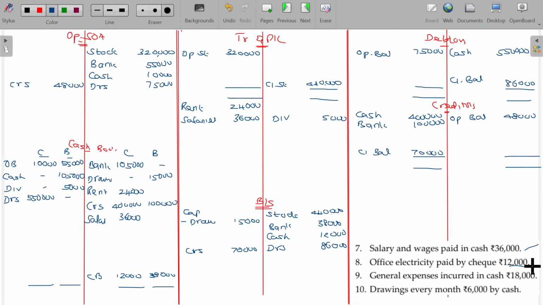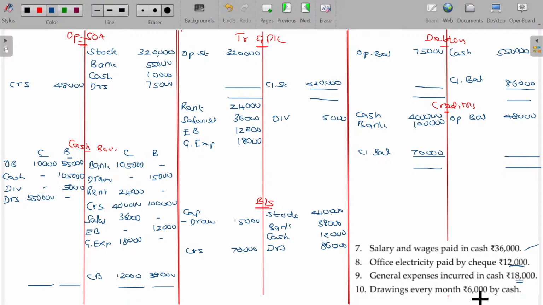Office electricity paid by check. In the payment side, EB, value being 12,000 rupees in the bank column. And it being an expense, put the value in the debit side of the P&L account, 12,000 rupees. And general expenses incurred in cash, 18,000 rupees. So general expenses, the value being 18,000 rupees. Can be debited in the P&L account, general expenses in the payment side, 18,000 rupees.